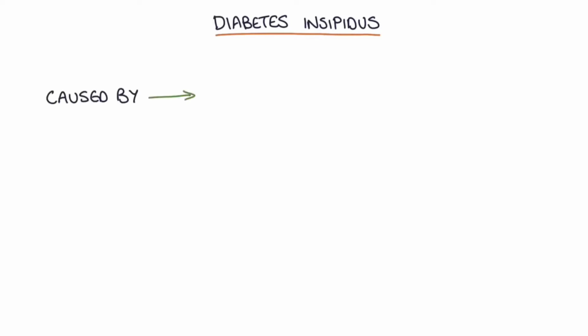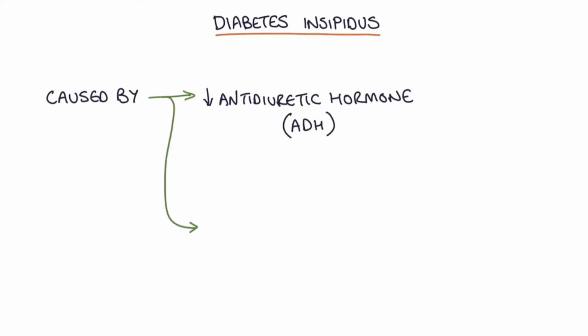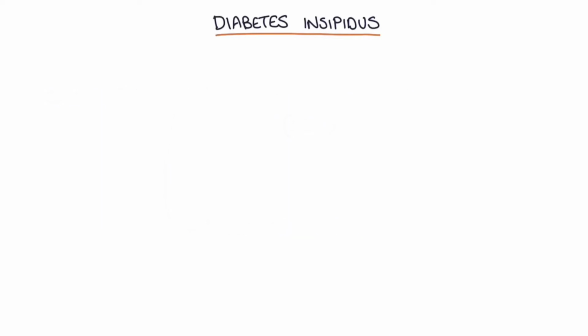In this video I'm going to be going through diabetes insipidus. Let's jump straight in. Diabetes insipidus is caused by either a lack of antidiuretic hormone, or ADH, or a lack of response to antidiuretic hormone.